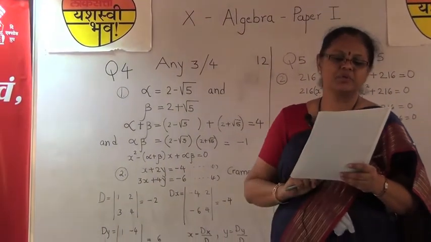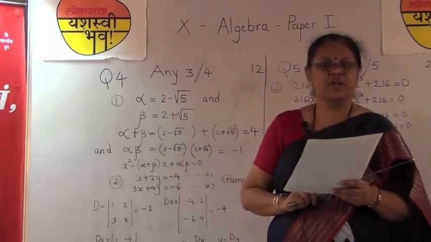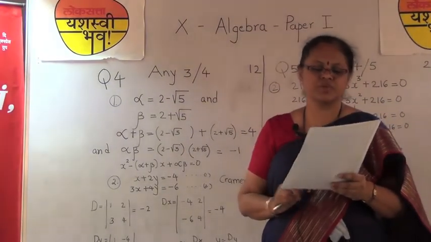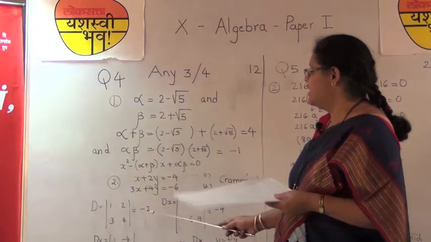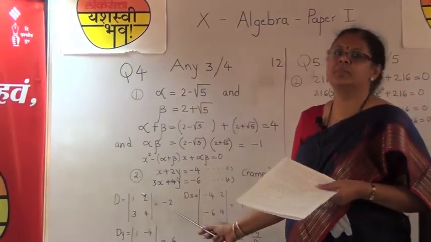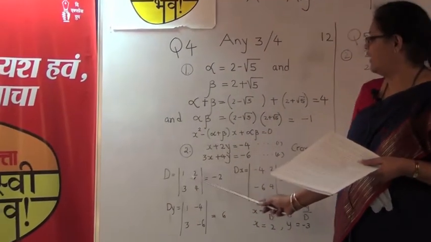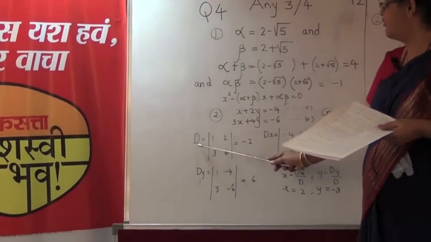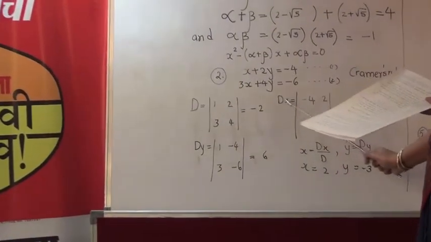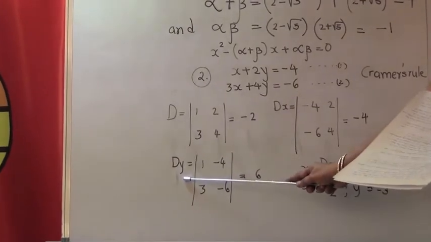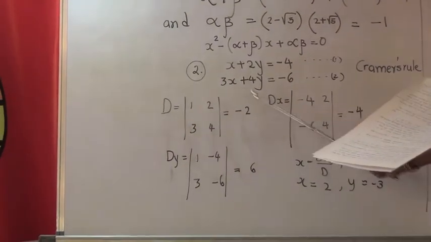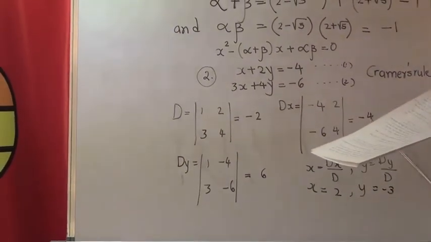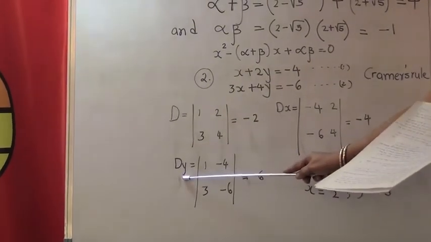Let us come to question number 2, which is based on chapter number 3 simultaneous equations using Cramer's rule. For Cramer's rule, again you should know the method very properly and accordingly put the values for finding out the determinant D, determinant Dx and determinant Dy. So D would be minus 2, Dx would be minus 4 and the value of Dy would be 6.